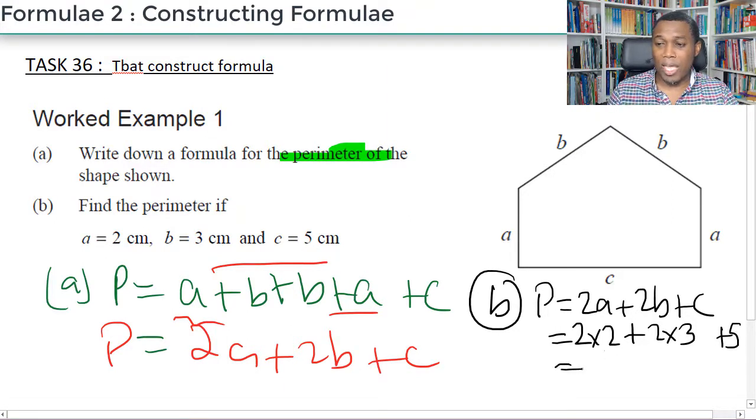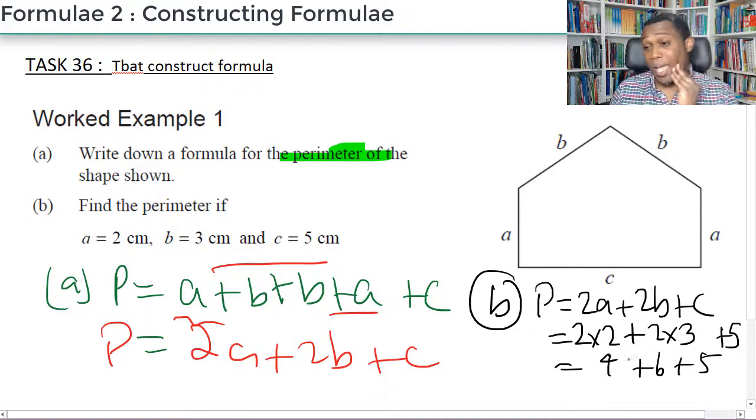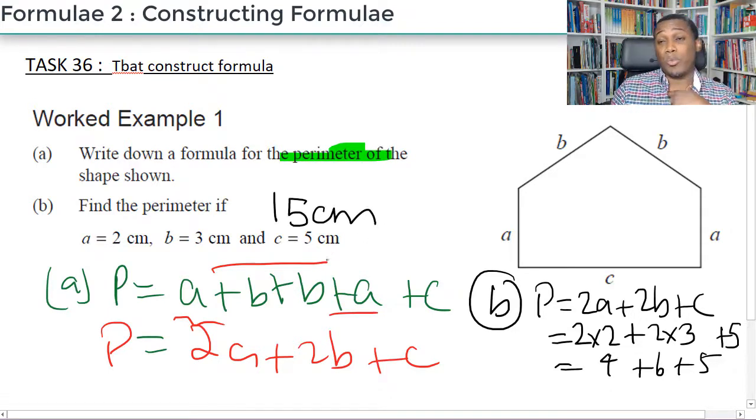Those are the figures we should have. 2 and 2 are 4, 4 and 3 are 7, 7 and 5 is... sorry, what am I doing? 15 is what I have. 6 and 4 is 10, and 5 is 15. The perimeter is 15 centimeters. That's what we're coming up with.